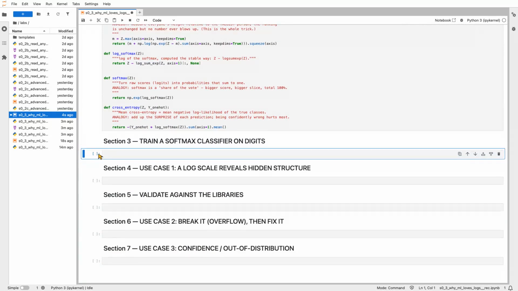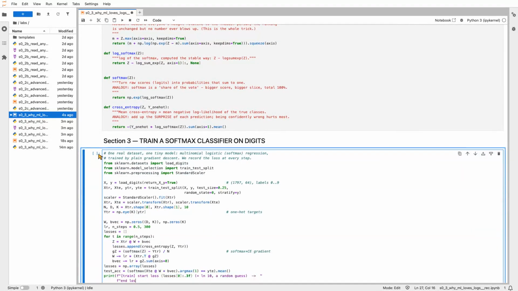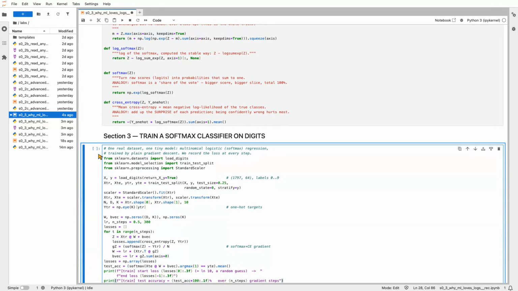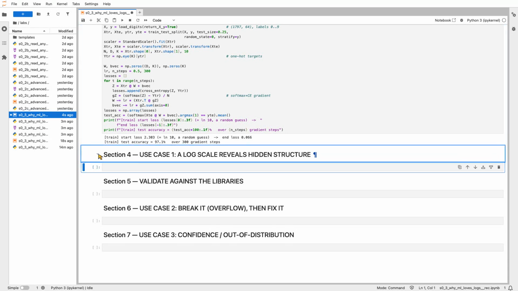Section 3. Train on digits. 1 real dataset, the built-in handwritten digits, and 1 tiny model, softmax regression. We run plain gradient descent for 300 steps and record the loss at every step. The loss starts at the natural log of 10, a pure random guess, and ends near 0, with about 97% accuracy on held-out digits.